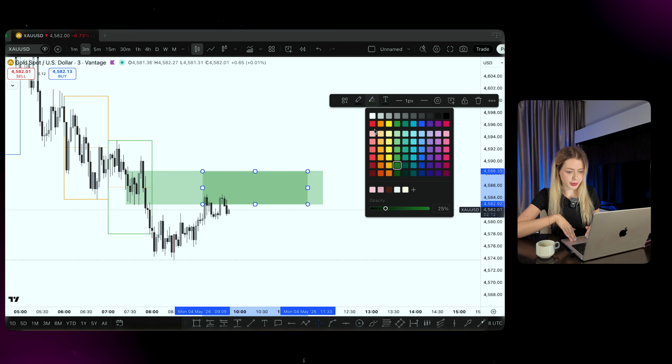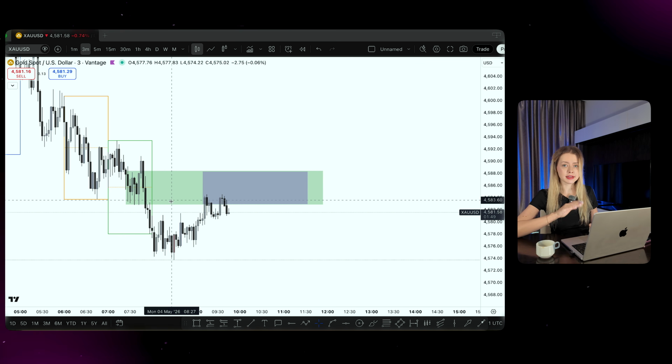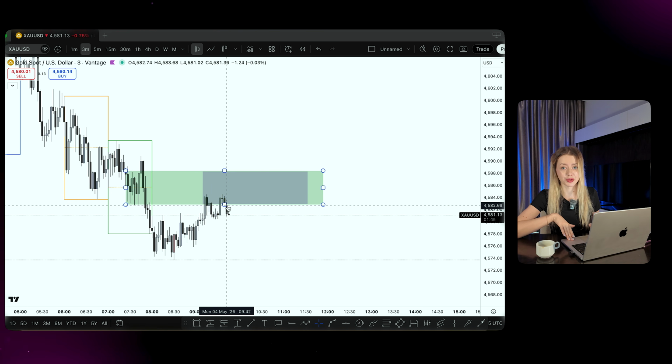I'm going to mark it with purple. This is my entry zone for the setup. This zone has a low and a high. The high is 4588 and the low is 4582. Well, basically this means that I can take multiple entries in this specific area for my trade idea.